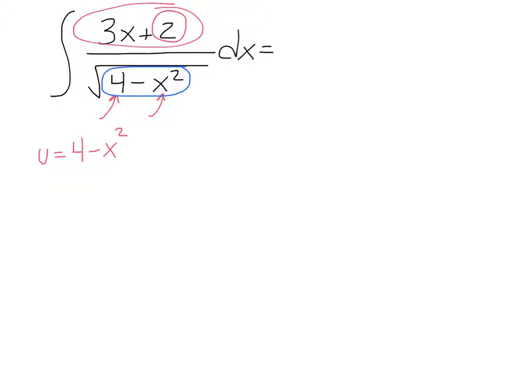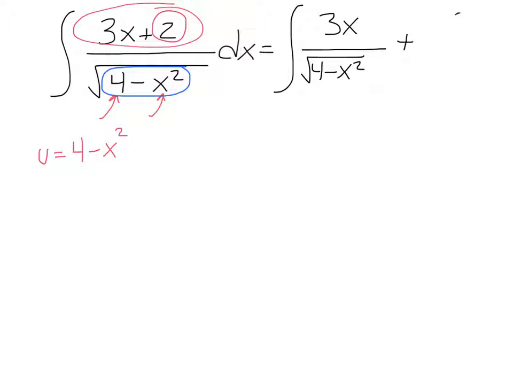Well, what did I just say? u will be 4 minus x squared if I had just the 3x on top. It would end up being an arcsine if only the 2 was on top. So what do we need to do? We need to physically break this up. Since we have a single term in the denominator, just a giant square root, I can break it up and think of this as the square root of 4 minus x squared over the 3x.